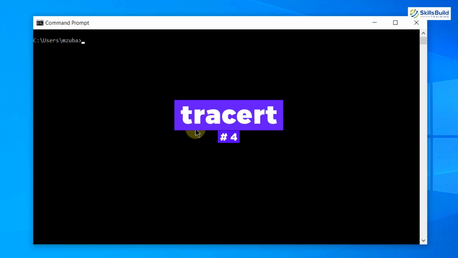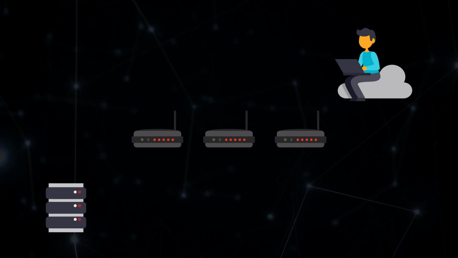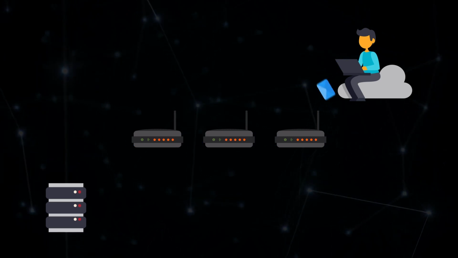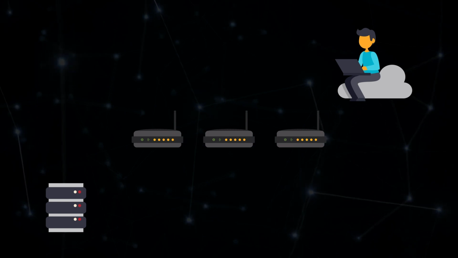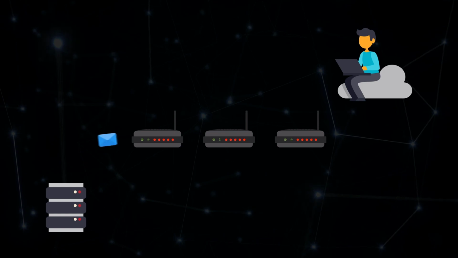Number 4, tracert. This command helps you see the route, in step-by-step format, a packet has taken to go from host to the destination which you have specified. For example, if you send a packet to Google or some other destination, the packet will not go to Google directly. Instead, it will go through many different routers before it finally reaches google.com.